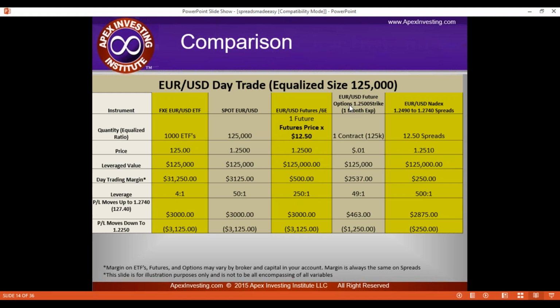Some of you are options traders, familiar with options. Let's say that you were trading euro dollar options. Well, your day trading margin would be about $2,500, giving you a 49 to 1 ratio.